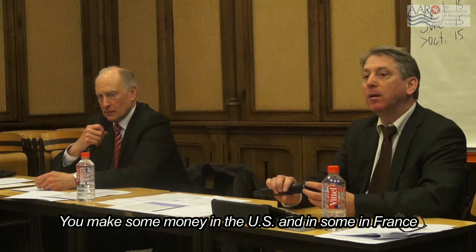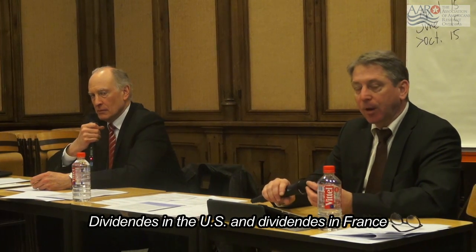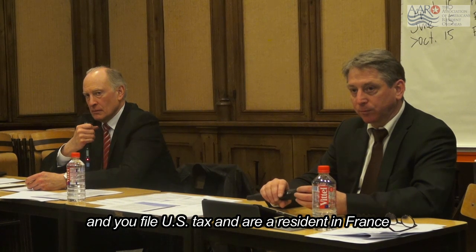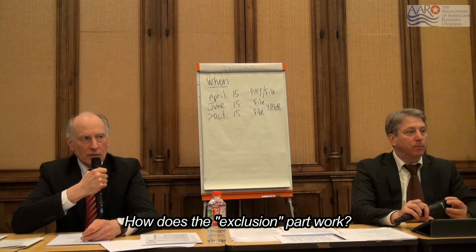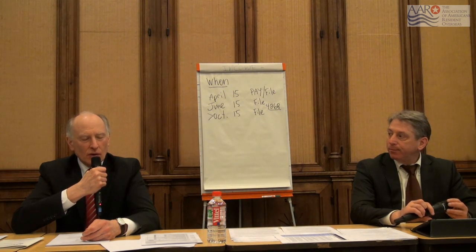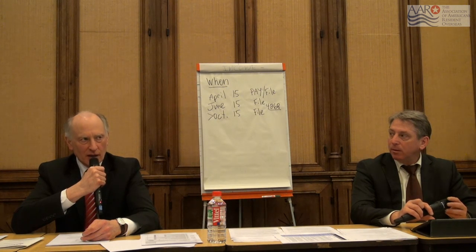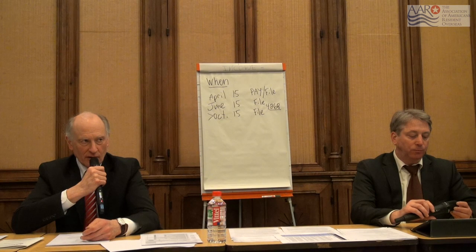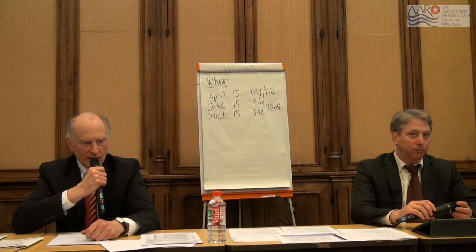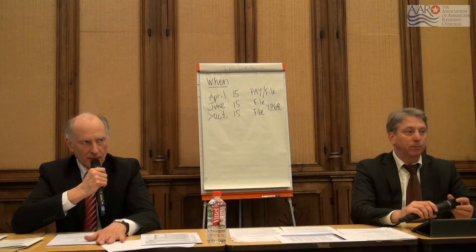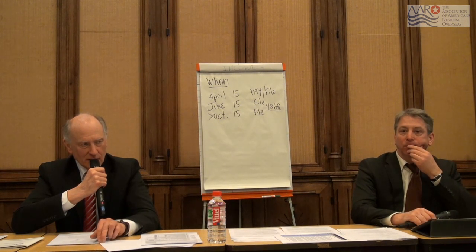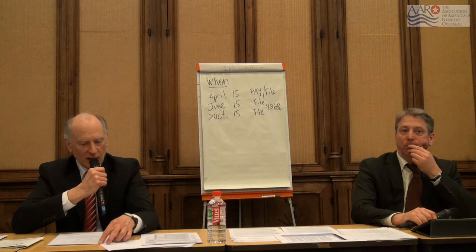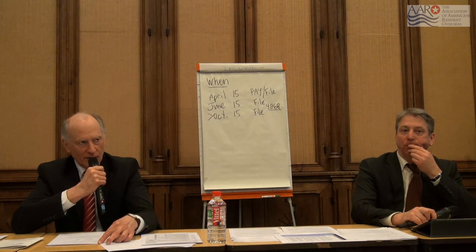No, not mixed. You make some money in the U.S. and some money in France. You have dividends in the U.S., dividends in France, then you're filing a U.S. tax return as a resident in France. So how is that? Well, the exclusion only applies to work income. So your dividends, in your example, French dividends, you have to report them on your U.S. return. And if there's any U.S. tax on those dividends, then you can offset it with any French tax you may have on those dividends.